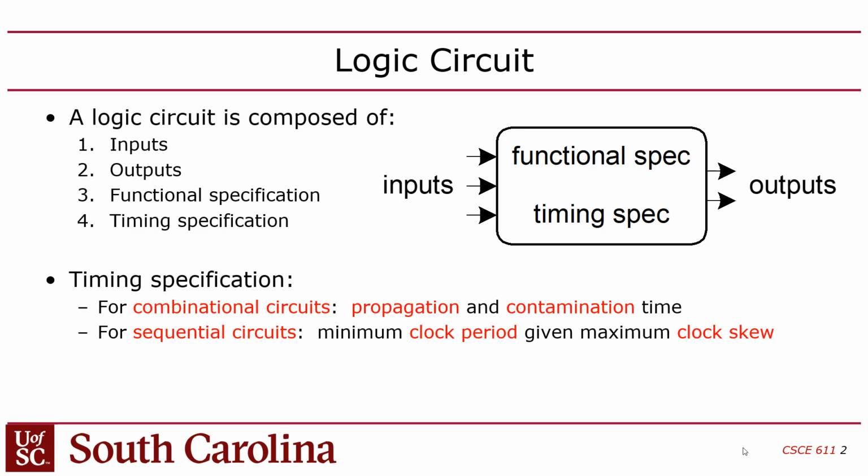The timing specification is related to the physical technology that you're deploying the design in, right? So for example, for combinational logic, the timing spec might be the propagation time, how long it takes to propagate changes in the inputs to affect the outputs. And for sequential logic, it could be the minimum clock period, how fast you can run the clock, right?